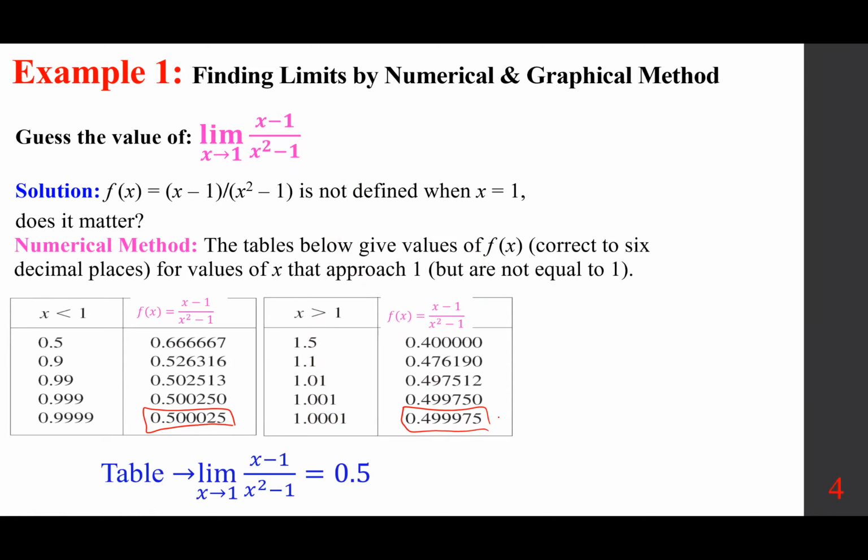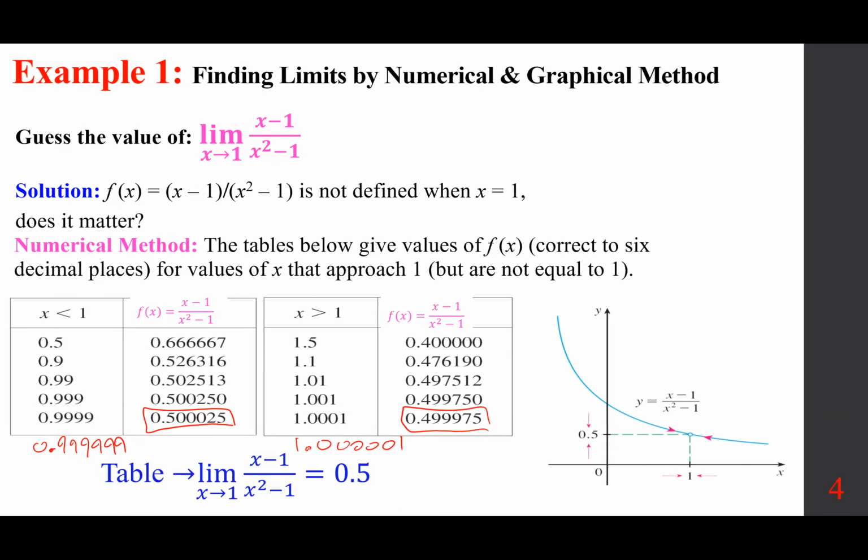However, if that's not good enough, you can make it closer by picking up more 9s over here, by picking up more 0s after the decimal before you get to 1. And then you'll see the answer is 0.5.